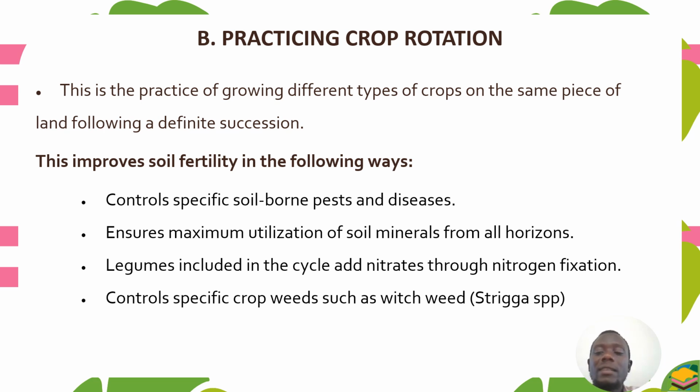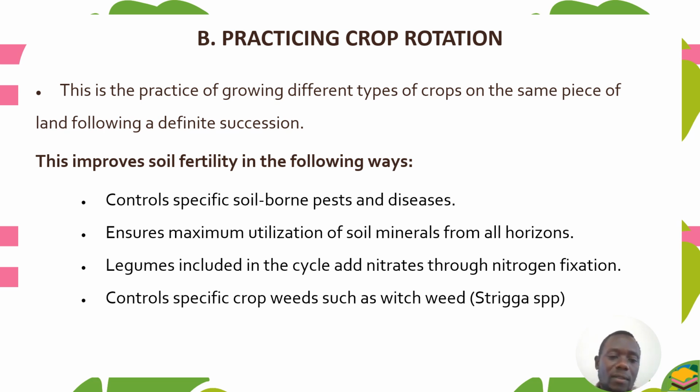It means you are doing crop rotation. So crop rotation is very, very important. Crop rotation improves soil fertility in the following ways. The first one, it controls specific soil-borne pests and diseases. There are pests and diseases that attack specific crops. So if you rotate, it means you are breaking the life cycle of those pests.